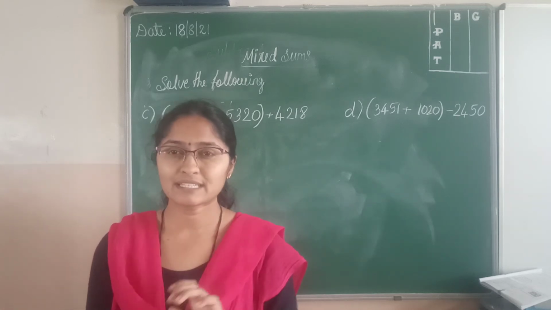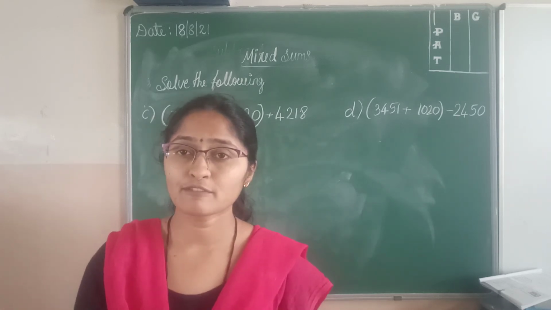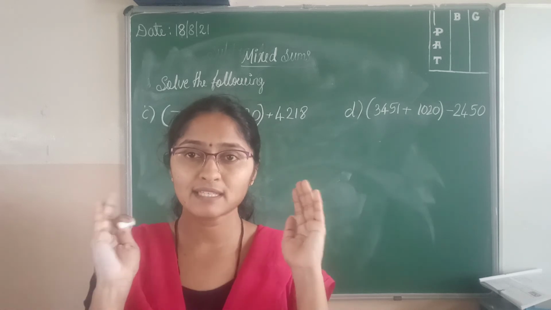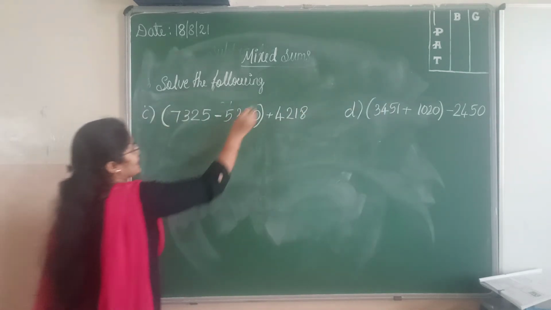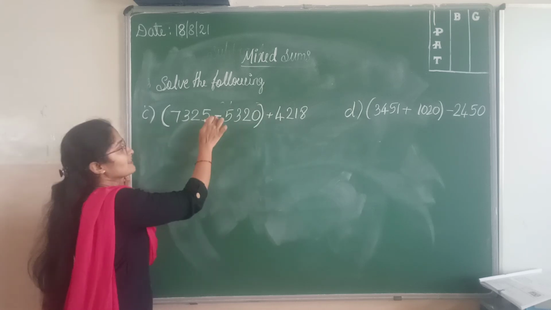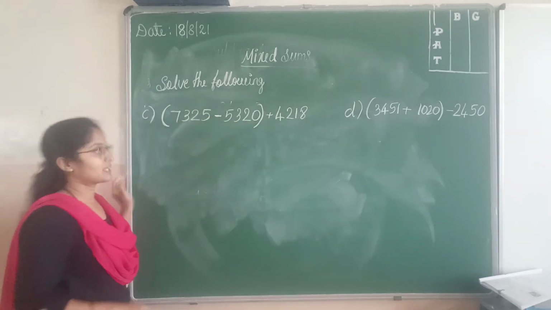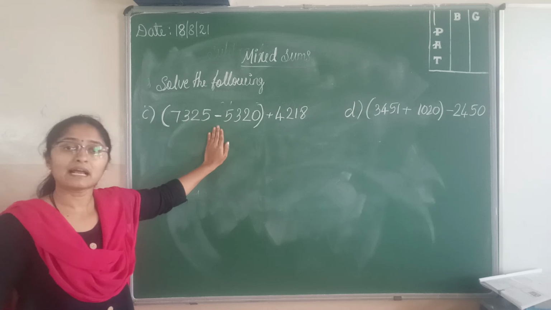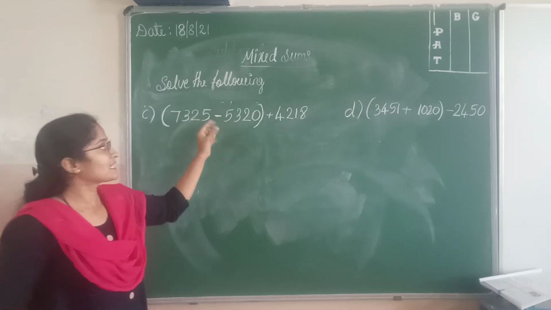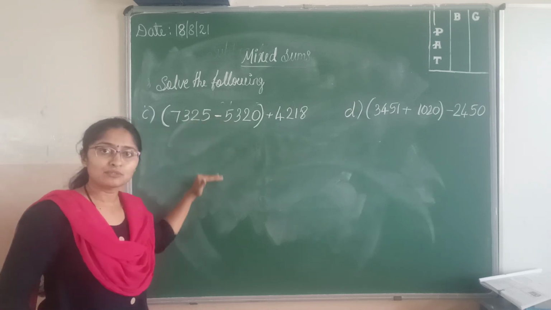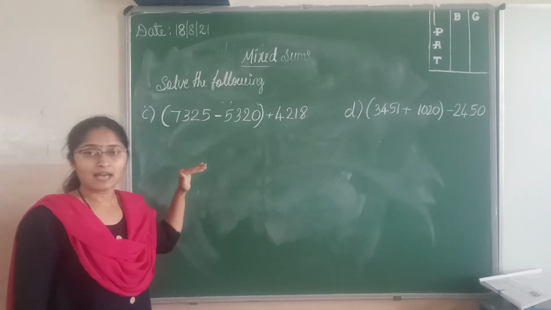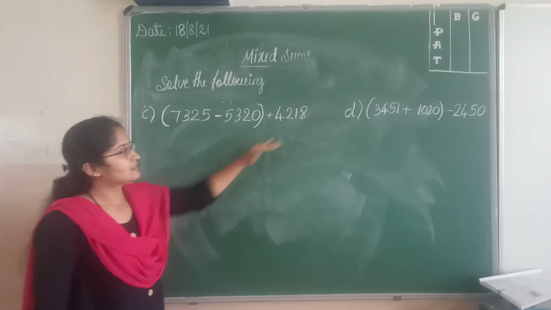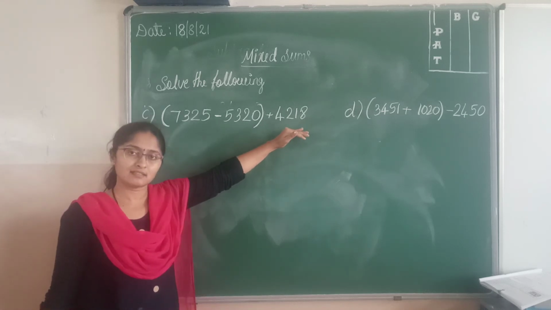So children, it's very easy. When the brackets are given, you need to solve the sum inside the bracket first, whether it is addition or subtraction. Inside the bracket here is subtraction. First you need to subtract this number, and from the answer you get, you are going to add this number.